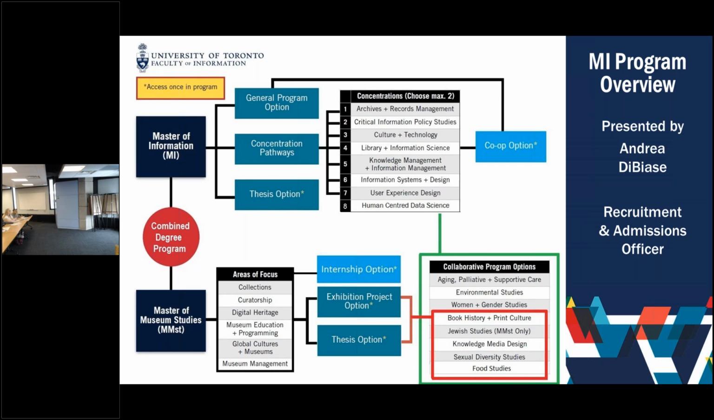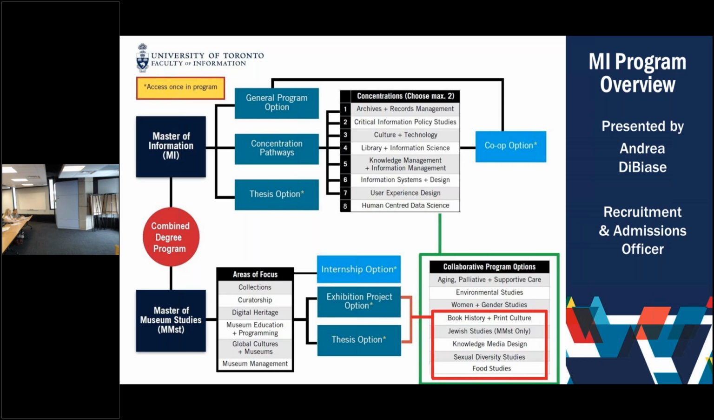So to start off, this fun chart here is basically our faculty in a nutshell. We have the Masters of Information program. I'm going to talk mostly about that because that's what the session's about. And then Masters of Museum Studies, which was this morning. How many of you are interested in both? Nice. Awesome. Cool. So the MI program, there are a few different pathways that you can take.